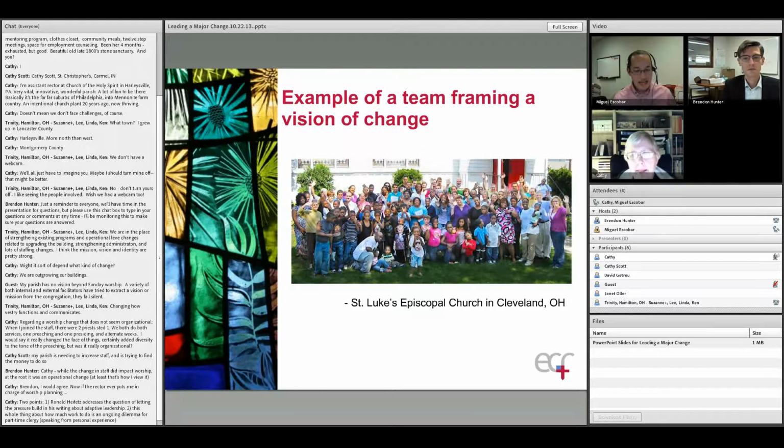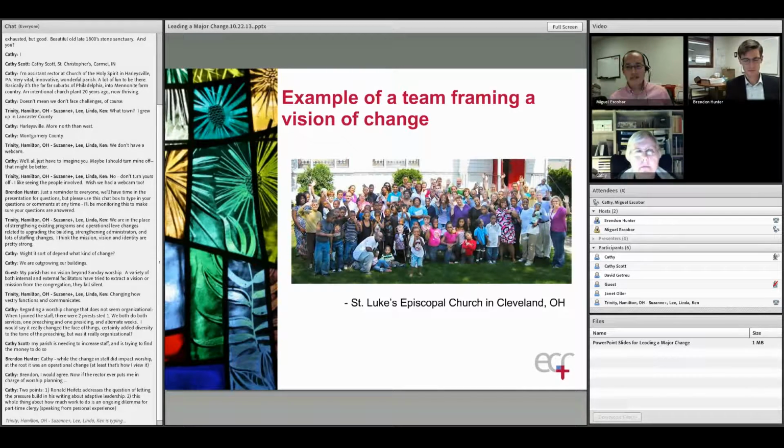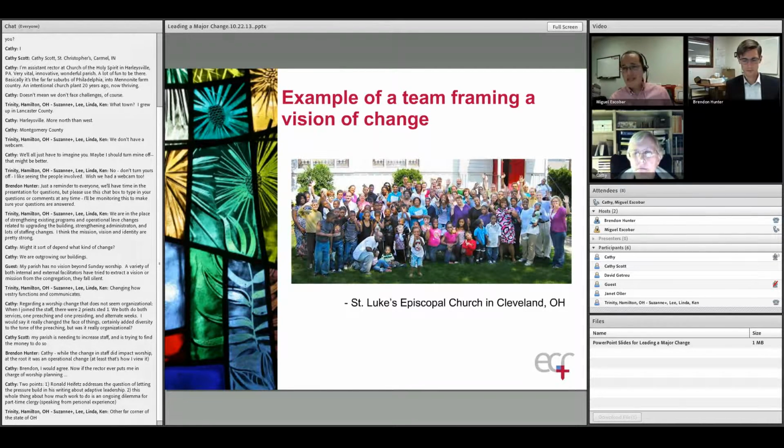And as an example of a team framing a vision of change, I don't know if Trinity, you're familiar with St. Luke's in Cleveland, Ohio. I hope you are. The rector there, David Bargetzi, has led a really, really interesting change process over the course of the past 14 years. So, in 2000, this congregation was like many congregations in the Episcopal Church in that the members looked radically different than the rest of the neighborhood that it was in. And they brought on David Bargetzi, knowing that they wanted to reflect more the neighborhood, to be in fact a neighborhood church and all that that means.